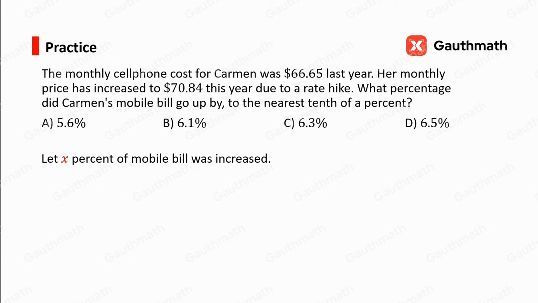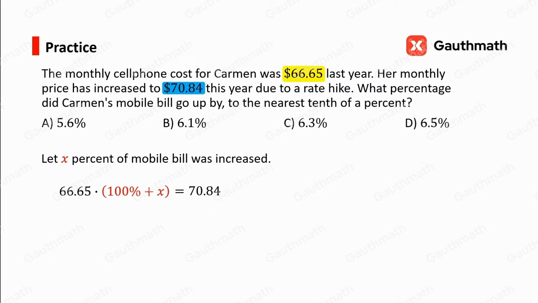Let X represent the percent of mobile bill increase. And since the cost was $66.65, we can write the left side of the equation as 66.65 times parenthesis 100% plus X. The addition indicates it's a rate hike. And then the cost after the increase was $70.84, so the equation equals 70.84. Now let's solve this equation.